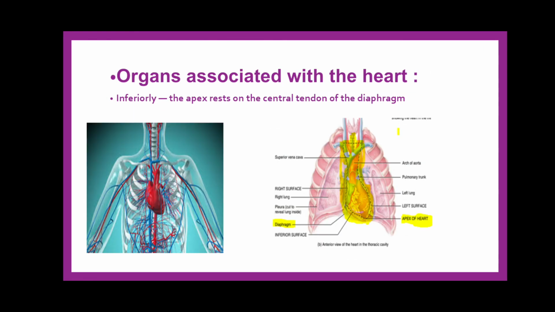Next, if you see the inferior, meaning from below. The apex rests on the central tendon of the diaphragm. See, if you look here, this part where I have highlighted, this is the diaphragm. The apex of the heart rests on the central tendon of the diaphragm.